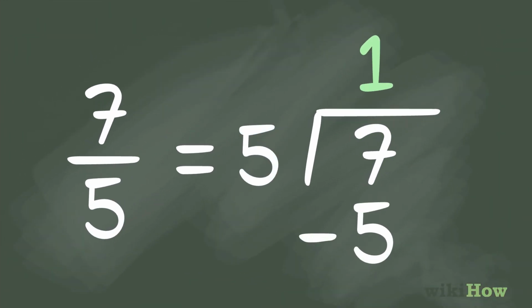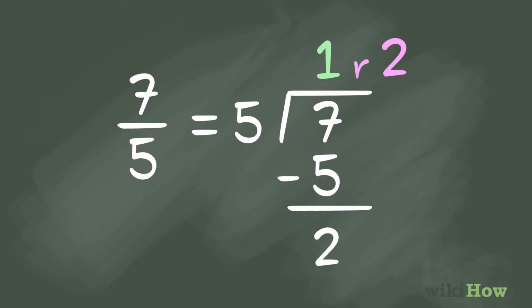Next, write out the whole number part of the answer. In our example, 5 divides into 7 one time, so the whole number is 1. This leaves us with a remainder of 2.